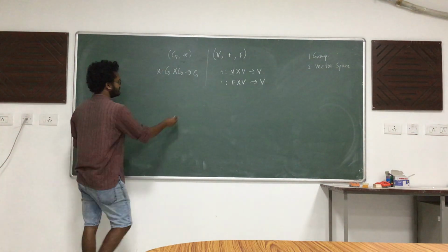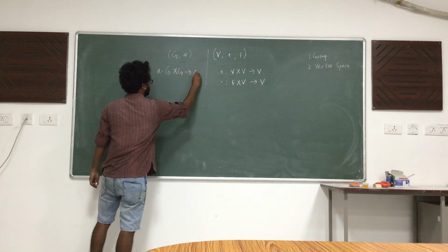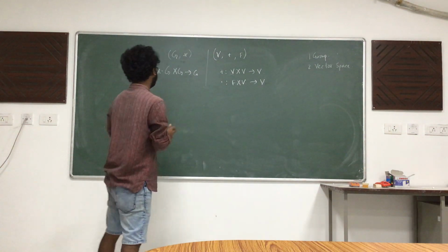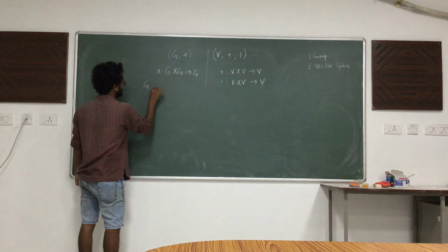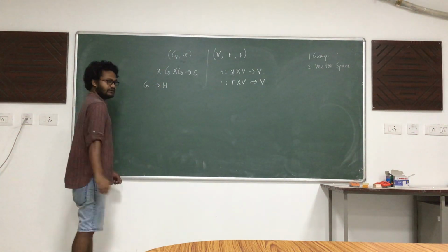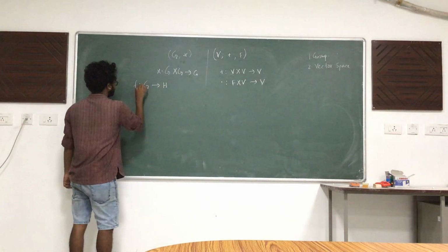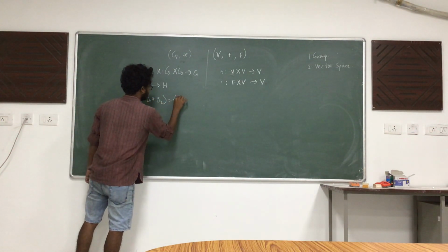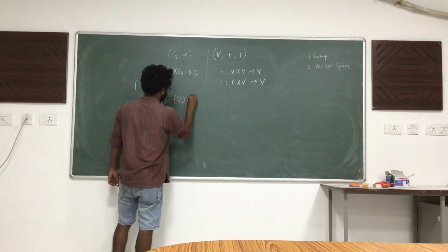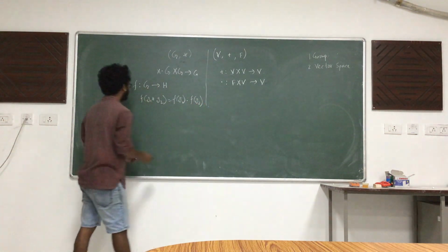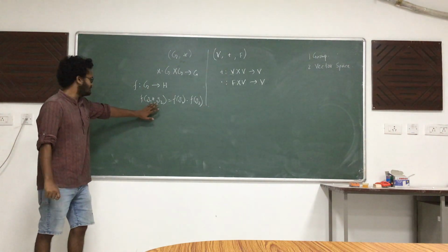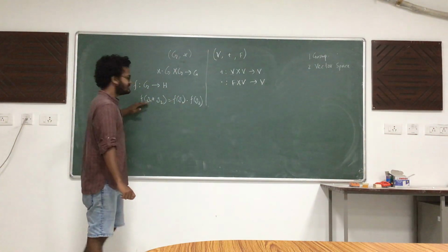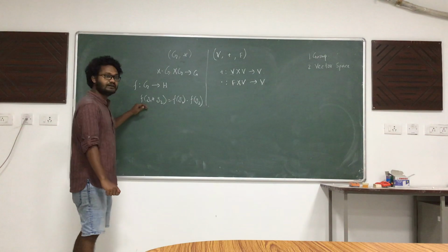Now another important thing that we saw in groups was the homomorphism, which is the structure preserving map. Let us say we have two groups G and H. A homomorphism is a function f such that f of g1 times g2 is equal to f(g1) times f(g2). That means whatever structure was there in G should be followed in H. If we can give this kind of mapping, then we call it a homomorphism.